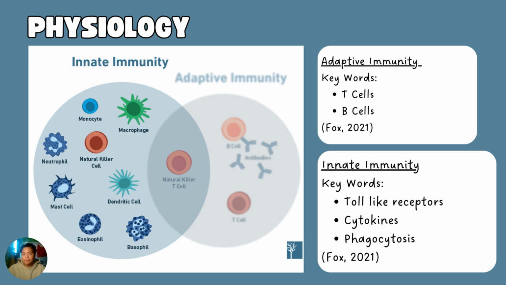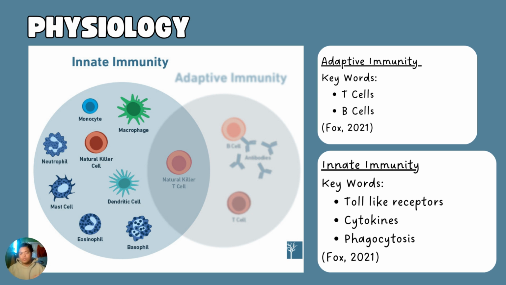Innate immunity has three different components: toll-like receptors, cytokines, and phagocytosis. These all work together to help promote innate immunity. Toll-like receptors are essentially little proteins on immune cells that recognize certain pathogens. They then activate a certain immune response, which leads to the production of cytokines. Cytokines are signal molecules that help create the coordinated immune response. This will essentially create inflammation throughout the body.